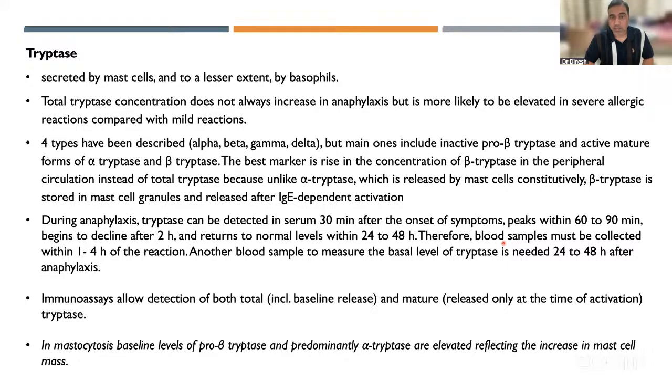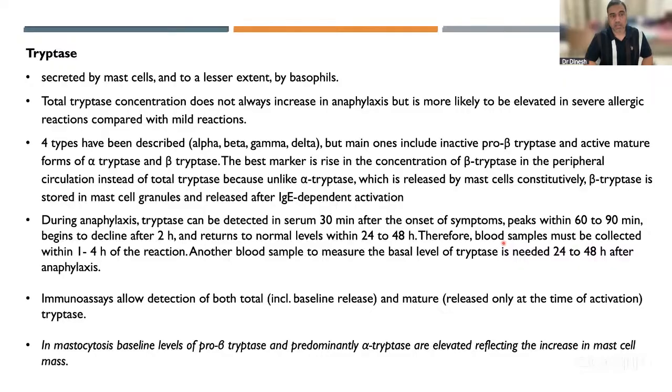That's why it's said that the best marker is the rise in concentration of beta tryptase in the peripheral circulation instead of total tryptase. Unlike the alpha tryptase, which is released by mast cells constantly, the beta tryptase is already stored in mast cells and released after IgE dependent activation. So the basal level of beta tryptase also helps in further confirmation of the diagnosis.